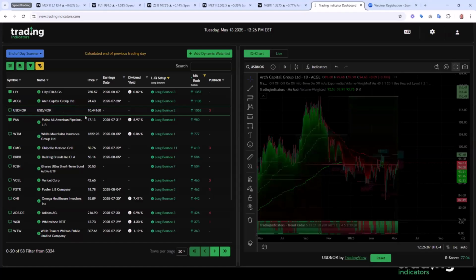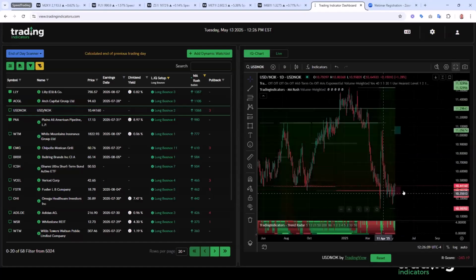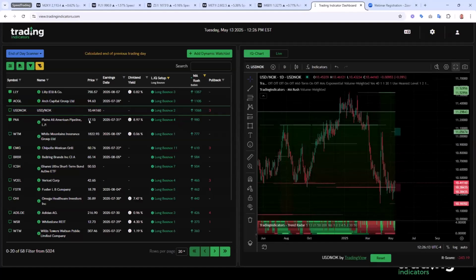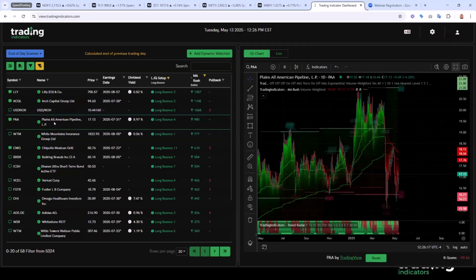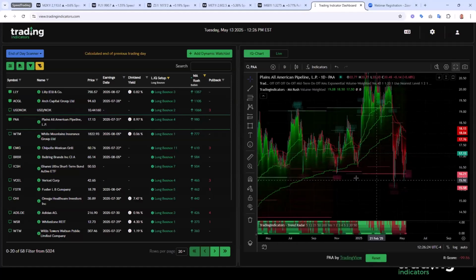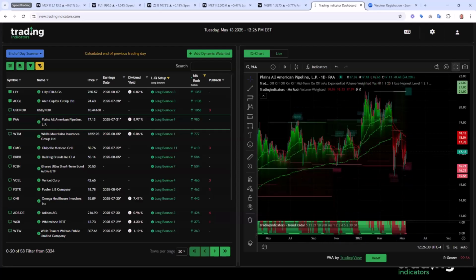Skipped. Next one is USD NOK, also trading at the support level. I'm not a currency swing trader, so I'm going to skip this one as well. Then we have PA, Plains All American Pipeline. That one is interesting. Look here how beautiful prices have bounced off this strong support level here, which coincides with this former resistance level, which is now acting as support. Now, this one I like for a long bounce.